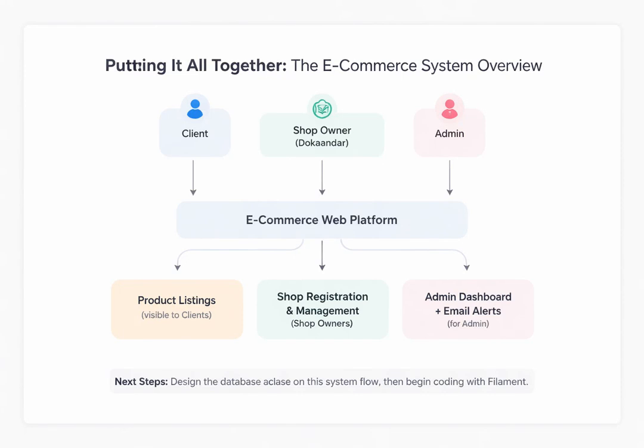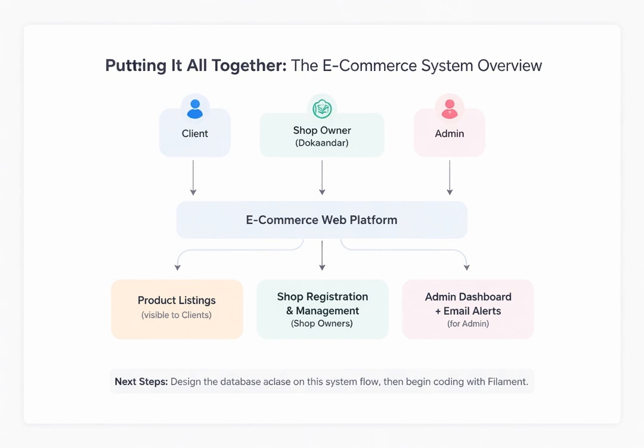So let's bring everything together into one clear picture. The e-commerce platform has three types of actors: the client who browses and buys, the shop owner who registers and lists products, and the admin who manages and approves everything. The platform itself sits in the middle, connecting all three. Clients see product listings, shop owners go through a registration flow and manage their shop data. The admin gets email alerts and uses a dashboard to approve or reject shops. This is the use case, the map of the system.